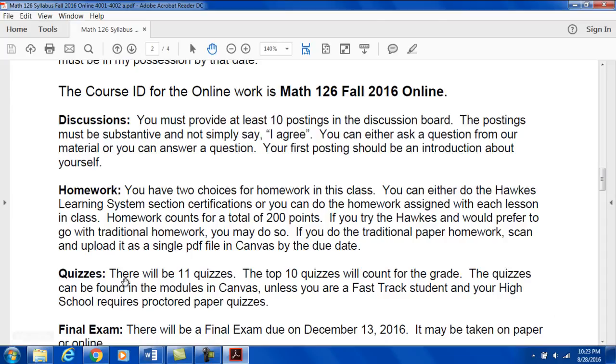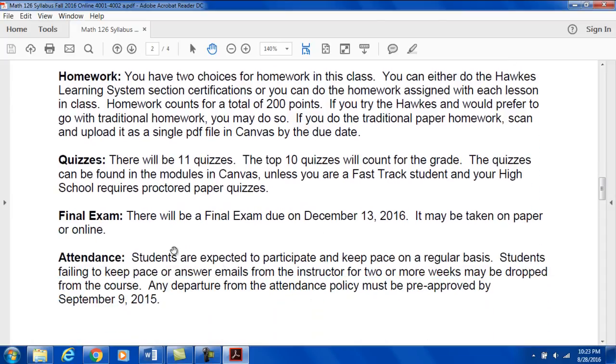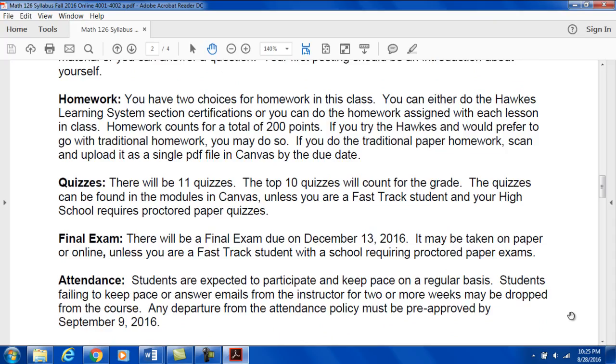There'll be 11 quizzes. The top 10 quizzes will count for the grade. The quizzes can be found in the modules in Canvas unless you are a fast-track student and your high school requires proctored paper quizzes. Final exam: there'll be a final exam due on December 13th, 2016. It may be taken on paper or online unless you are a fast-track student with a school requiring proctored paper exams.